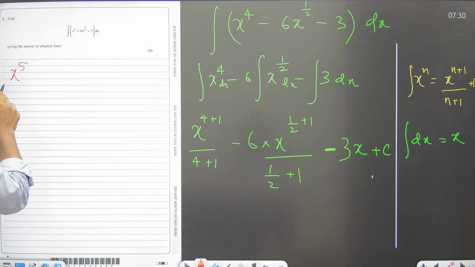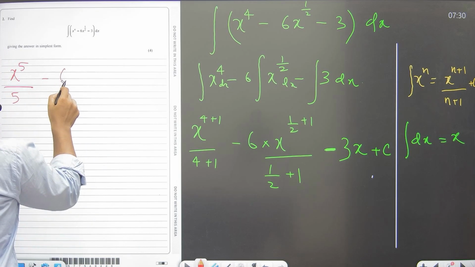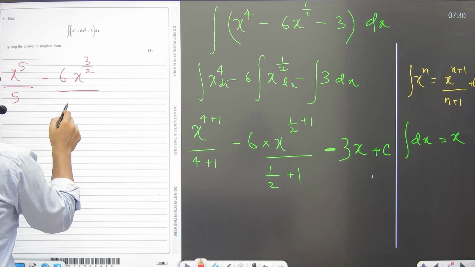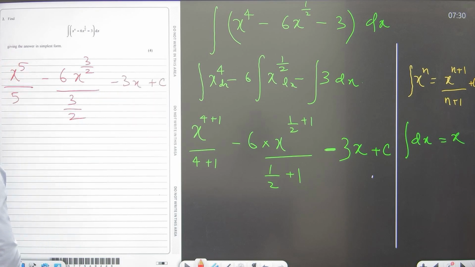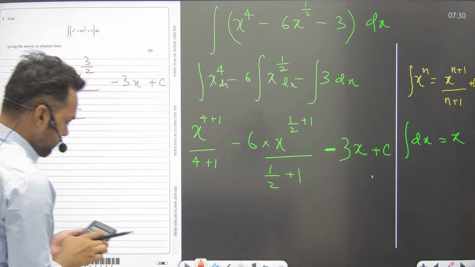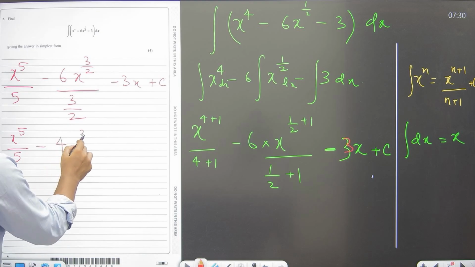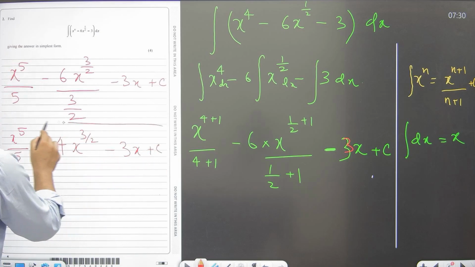x raised to the power 5 upon 5, negative of 6 x raised to the power 3 by 2 upon 3 by 2, negative of 3x plus C. In a more simplified way, it will be x to the power 5 upon 5, negative of 6 divided by 1.5, which equals 4. So 4x raised to the power 3 by 2, negative of 3x plus C. This is our solution, student.